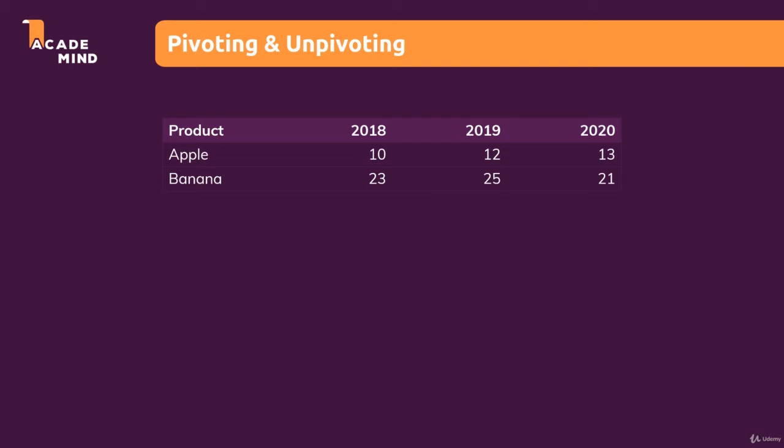This just contains 4 columns. We have the product column with 2 products, apple and banana, and we have data for 3 years, 18, 19 and 20, and the values in these columns basically represent, let's say, the amount of products you sold. So in 18 we sold 10 apples and 23 bananas. Not a lot, but it's not about that.